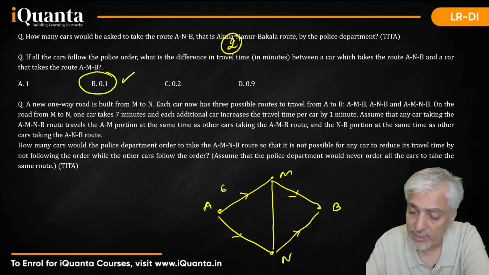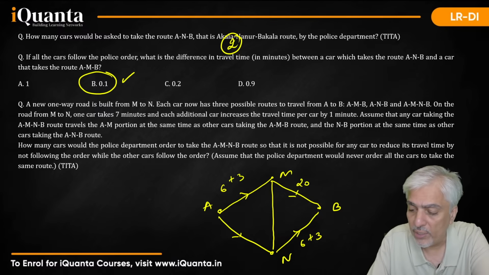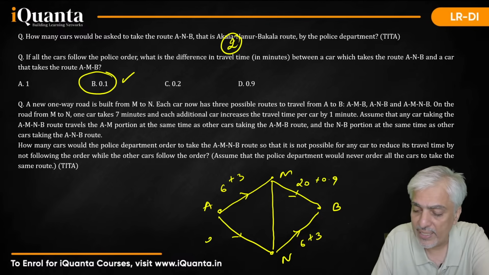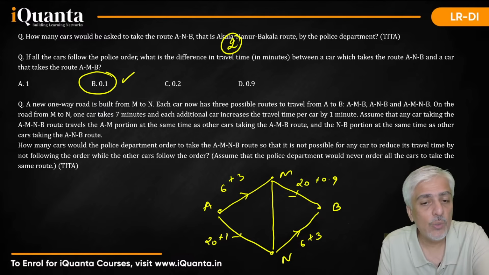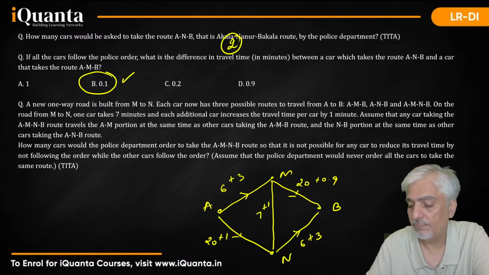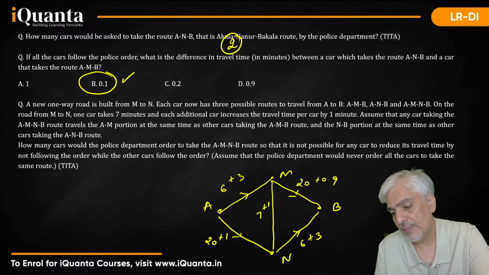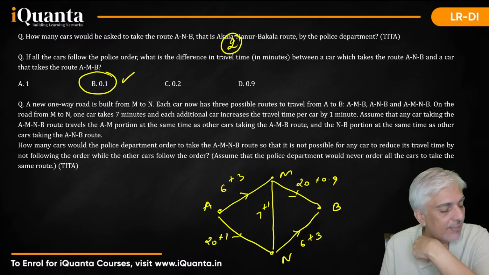I'll just write all the values over here. 6 plus 3 was here, 6 plus 3 was here, which was 20 plus, yeah, sorry, this was 20 plus 0.9 and this was 20 plus 1. Right? What have they said about N? On the road M to N, one car takes 7 minutes and each additional car increases the travel time by 1. So 7 plus 1, 8 minutes. Okay. Now let's understand. Let's try this.